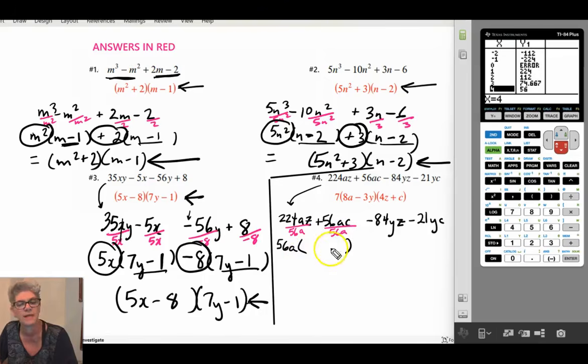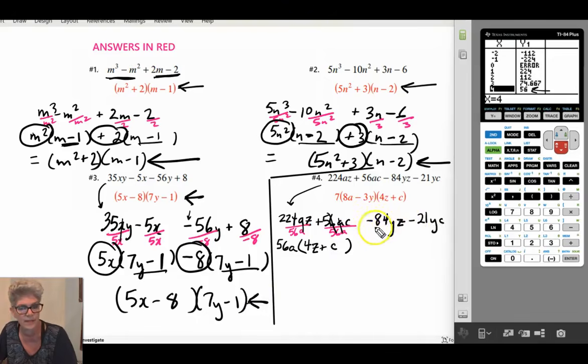So to get what's left inside the parentheses there, I'm going to divide each term by 56A. So 224 divided by 56 is going to be equal to 4. Okay, and the A's cancel, and I'm left with a Z. And here I'll have plus, and 56 and 56, they cancel, the A's cancel, and I'm left with C.